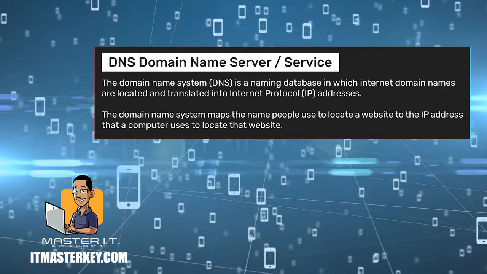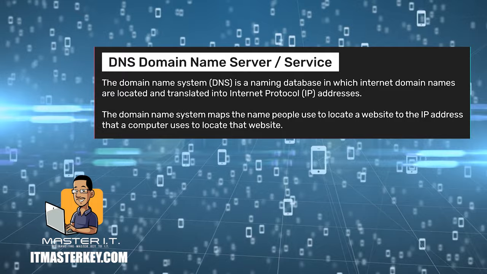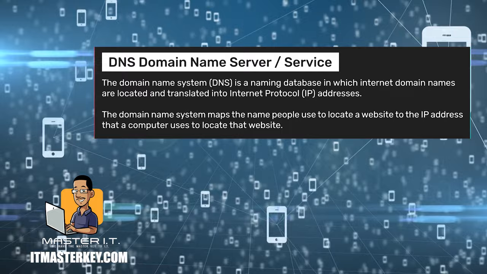So what the DNS server does is it allows you to correlate the IP address with the website name. So itmasterkey.com has an IP address attached to it. The DNS server looks for that IP address, then says, oh, this is what this person is looking for. It makes that match, and then boom, that website pops up. Now, this takes milliseconds. It happens super fast, so you wouldn't even notice it, but that is the process, right?